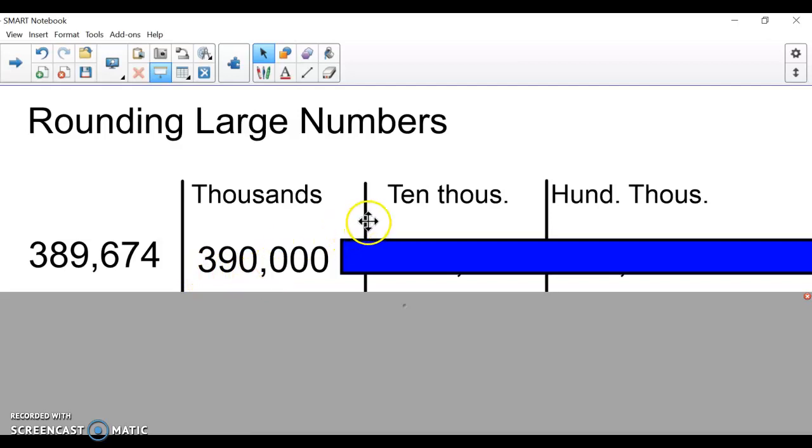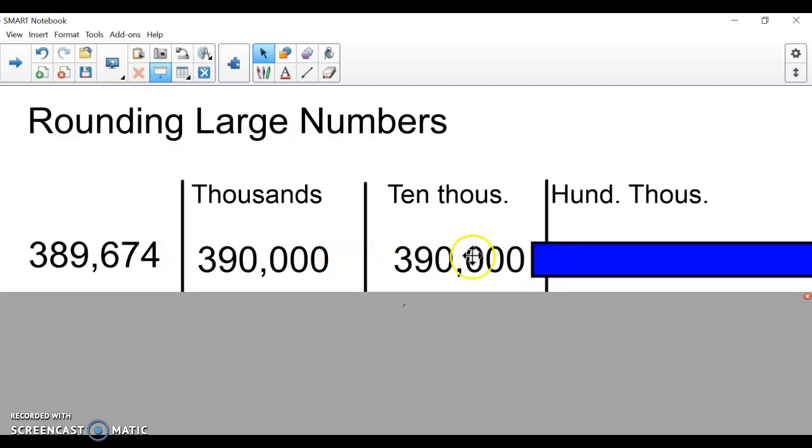Okay, let's do that same idea with 10,000s. Here's my 10,000s. I have an 8. Okay, I look next door. So I know this is either going to stay an 8 or go up to a 9. Well, 9 is more than 5 in the thousands place. So that means this 8 gets rounded up to a 9. So that new number is 390,000.